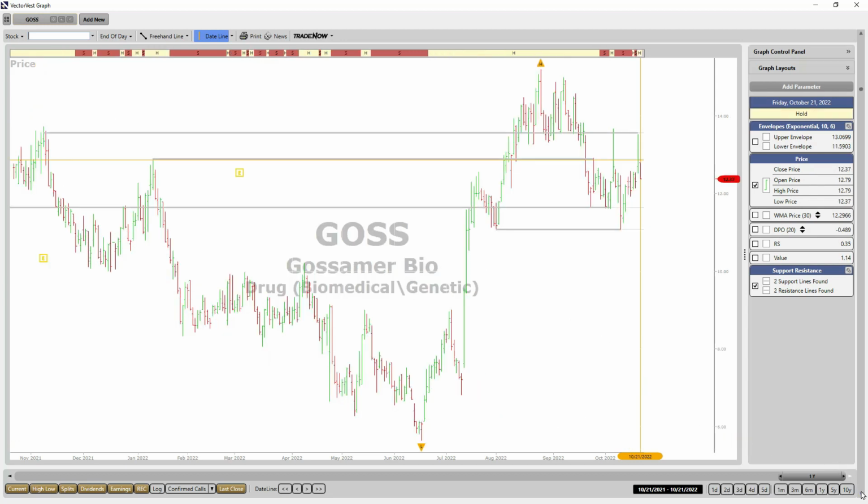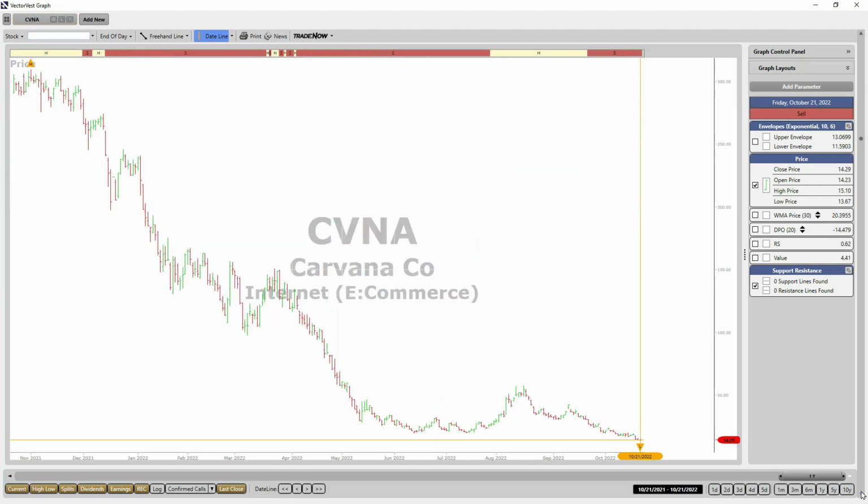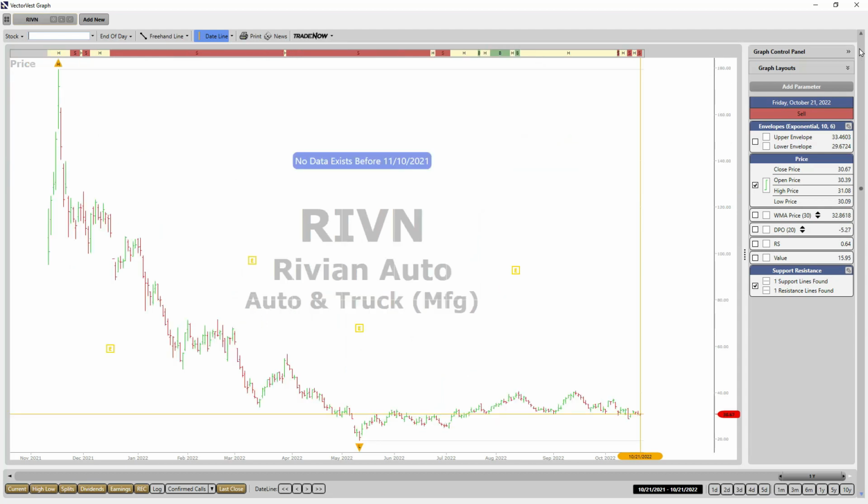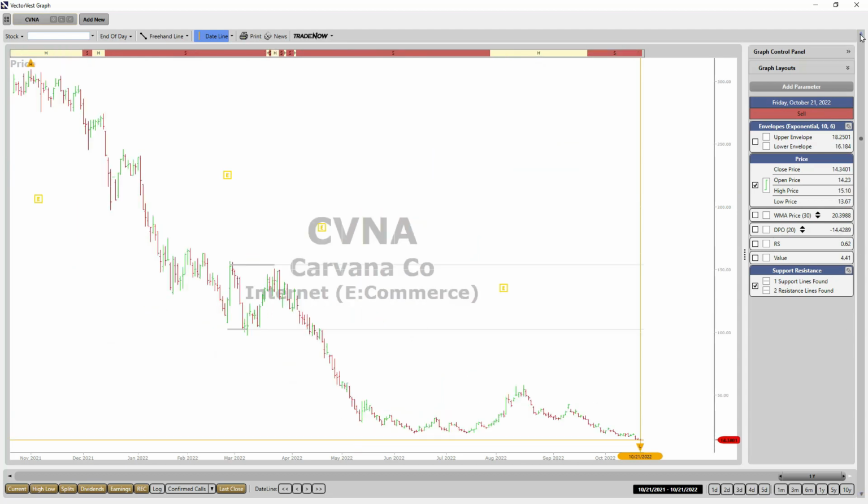Let's take a look at Gossamer Bio. I don't know about this one. Yes, it's a Pirate Short, but it doesn't look overwhelmingly bearish to me. How about the next one? Carvana. Oops, I skipped Carvana. The beauty of real-time displays. Carvana, this is a stock that I would like to be short on.